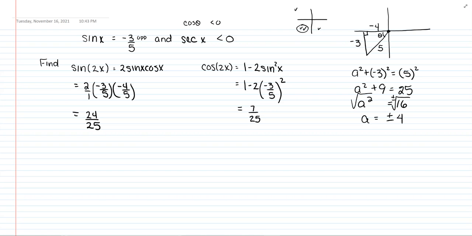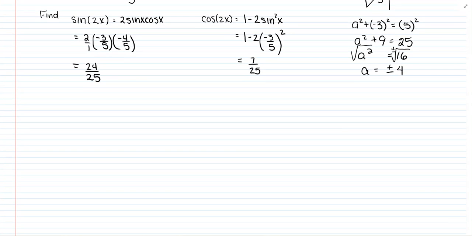All right, and I erased tangent 2x, and again, since I've already got these two, I'm just going to do sine divided by cosine. So sine was 24/25 divided by 7/25. If you do your keep, change, flip, you're going to end up with 24/7 as its ratio.